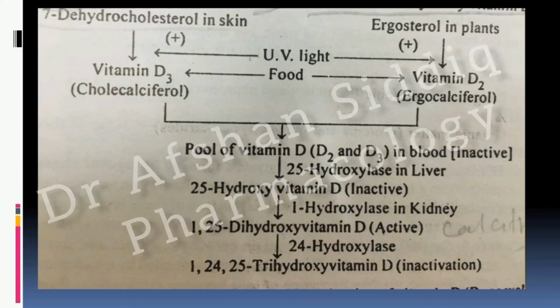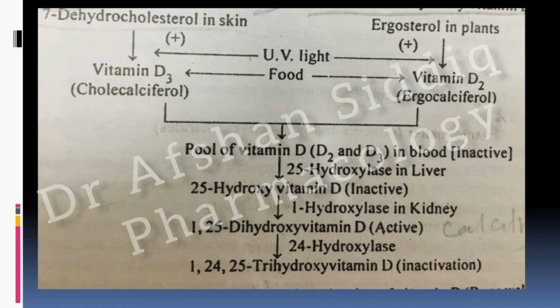Termed as calcitriol. There is a layout which is discussed in the slides. The initial form of vitamin D3 is 7-dehydrocholesterol, which is present in the skin, and ergosterol, which I already told you is present in the plant. So UV light can convert both these forms into cholecalciferol and ergocalciferol respectively. Is it clear?